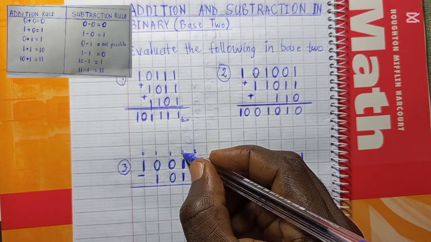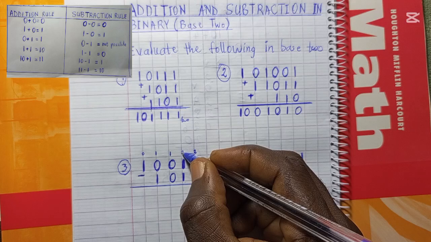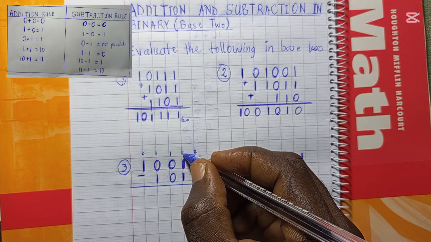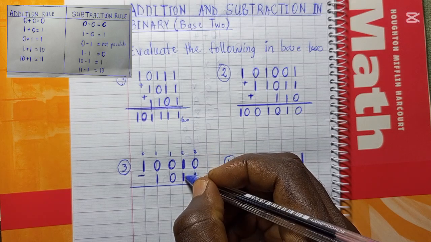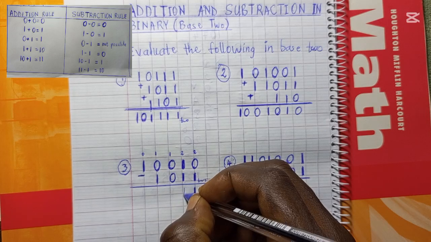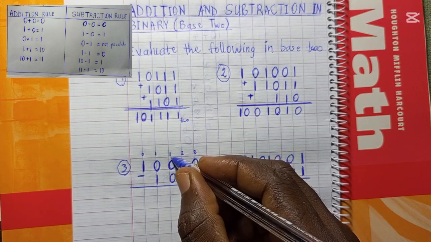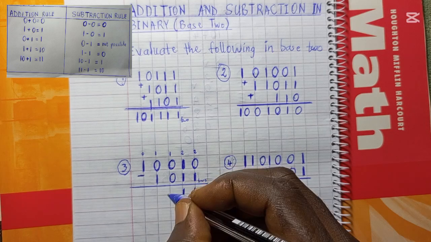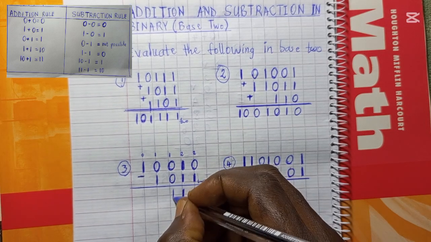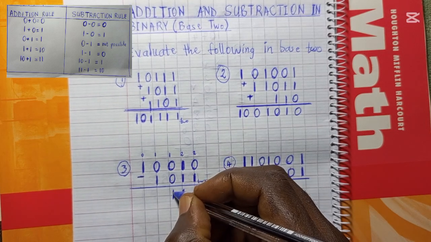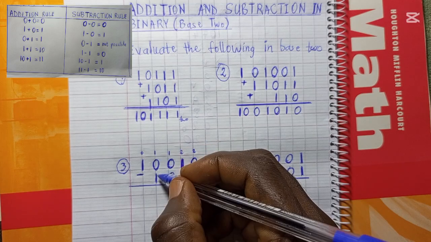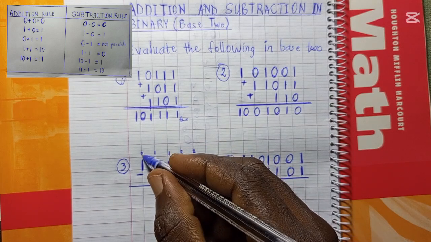And here also we have 2, which is 10 in binary. 10 minus 1 is still 1. 10 minus 1 is 1. 1 minus 0 will give us 1. 1 minus 0 will give us 1. 1 minus 1 will give us 0.